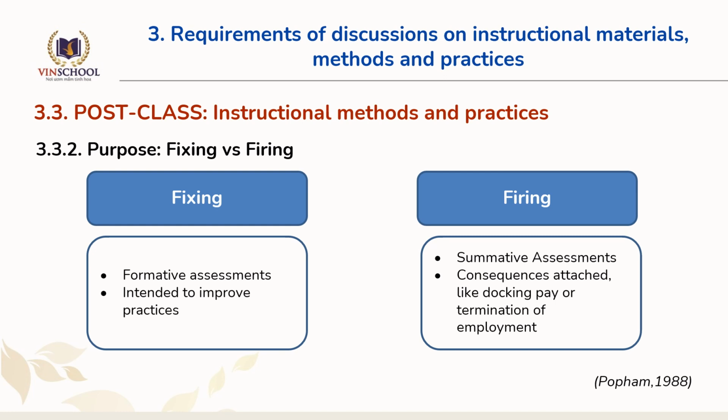In 1988, James Popham of UCLA identified two uses of measures of teacher effectiveness as fixing, which consists of formative assessment intended to improve practice, and firing, which consists of summative assessment with consequences attached, like docking pay or termination of employment. We have to realize that whenever discussions of teaching performance take place after a lesson among faculty members, it is very easy for the conversation to veer towards the summative mentality. However, in order for improvement in teaching quality to actually take place, the conversation needs to center not on placing blame, but on identifying areas of improvement.